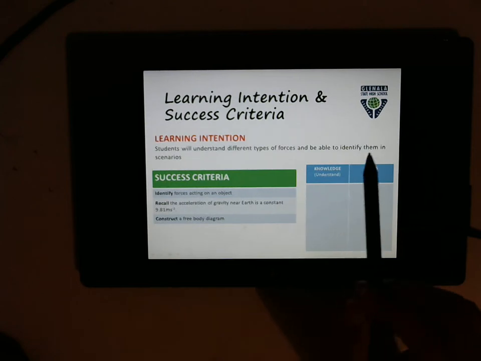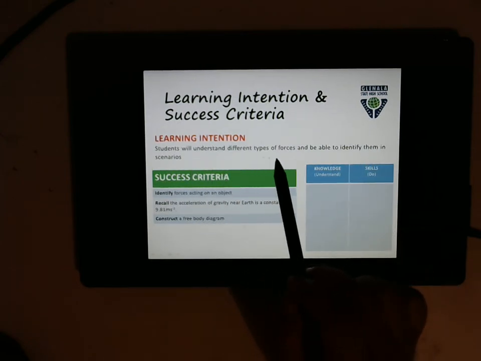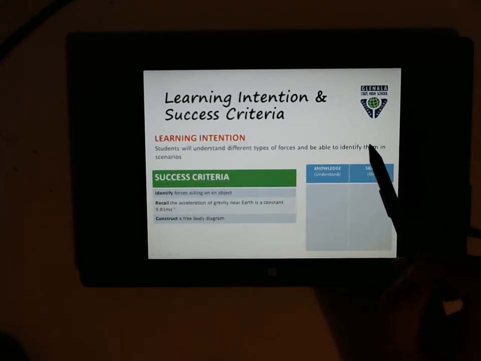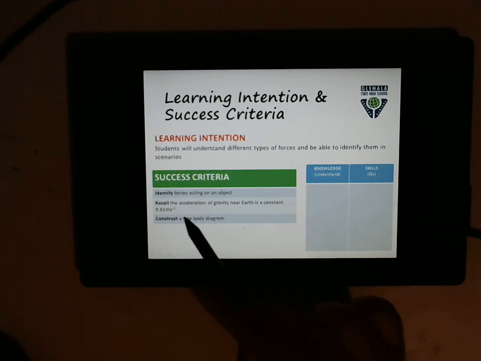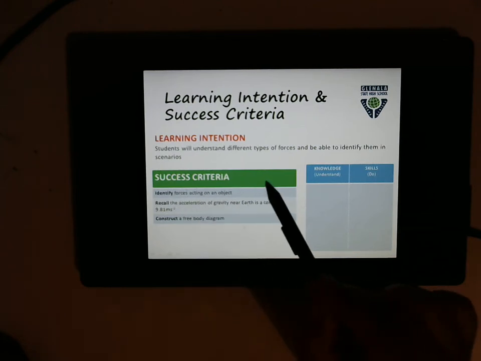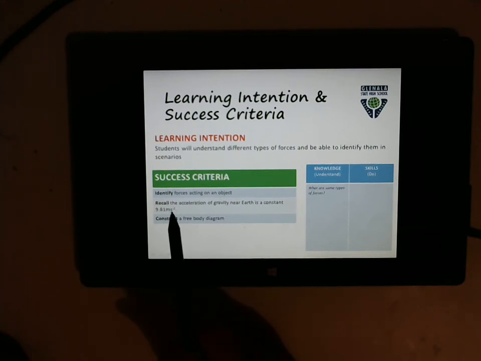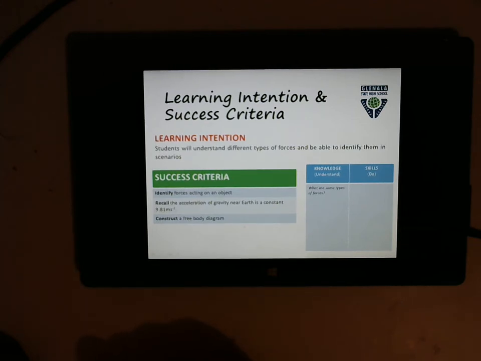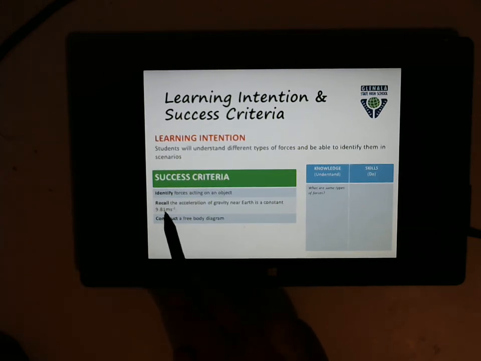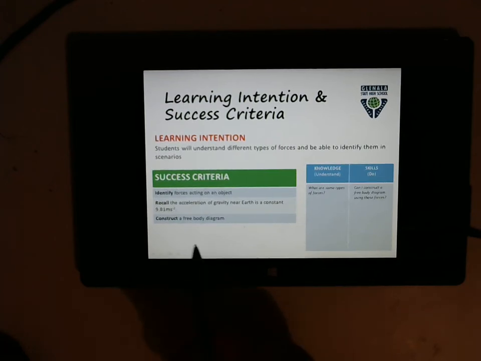Alright, so having a read through here, I want you to understand different types of forces and be able to identify them in scenarios. Here we've got to identify our forces acting on an object, so we need to know those forces. I need you to be able to recall the acceleration of gravity near Earth is a constant of 9.81 meters per second squared, and you will need to get down to 9.81. You cannot just use 9.8. And finally, constructing a free body diagram.